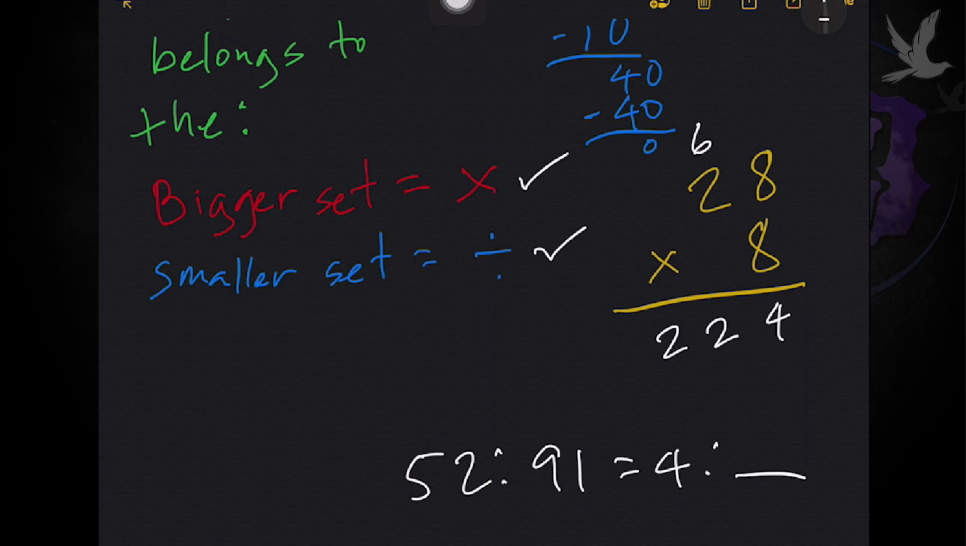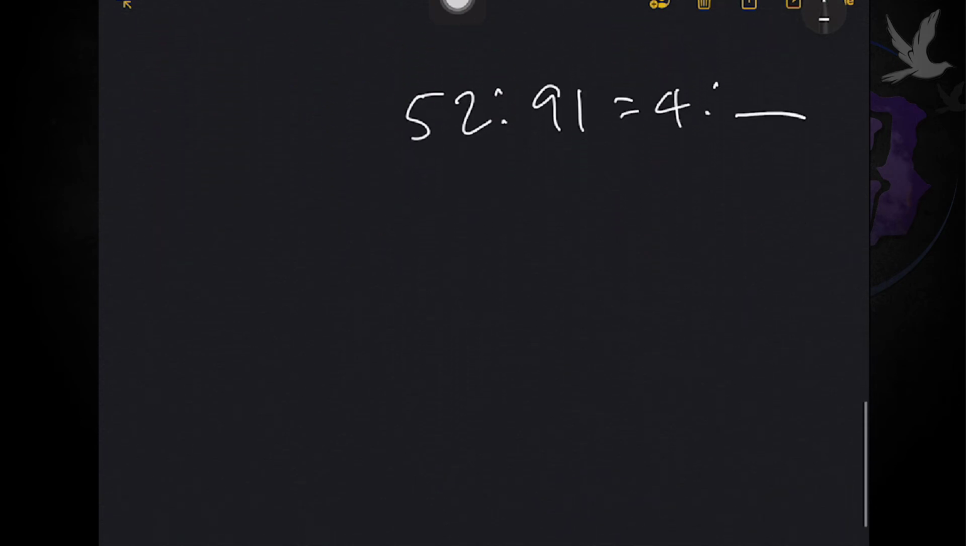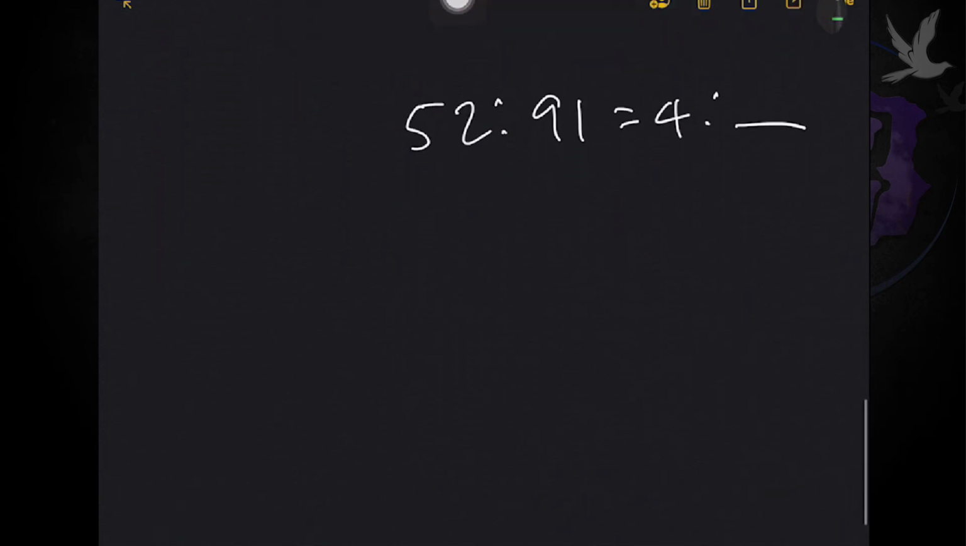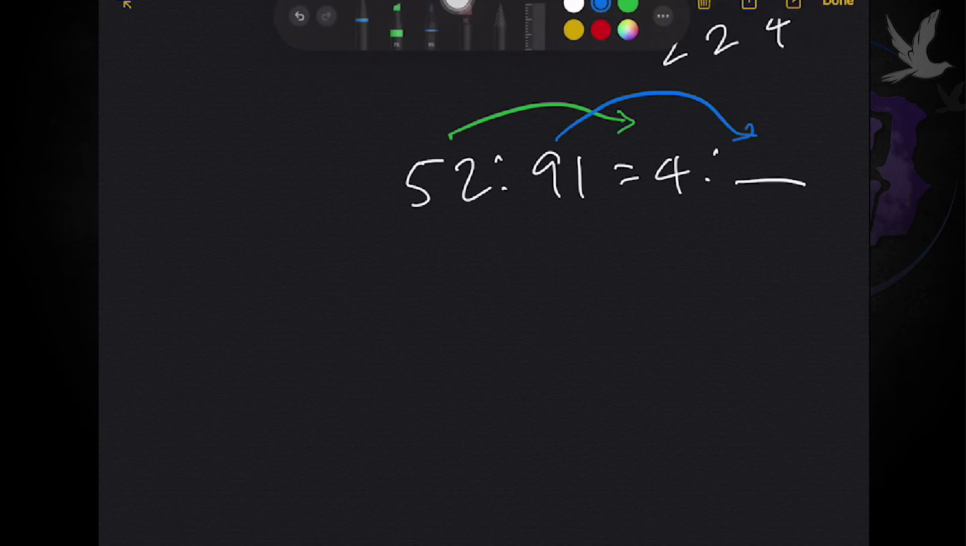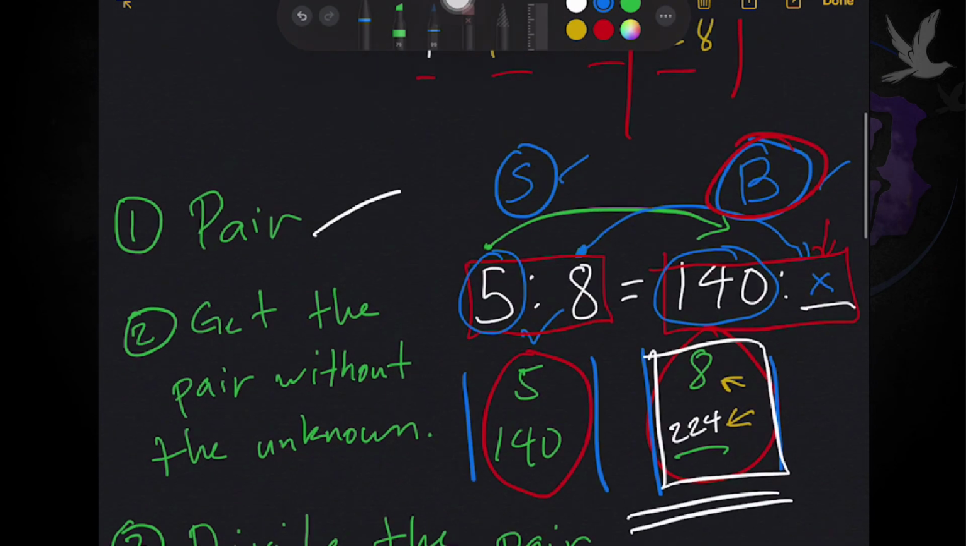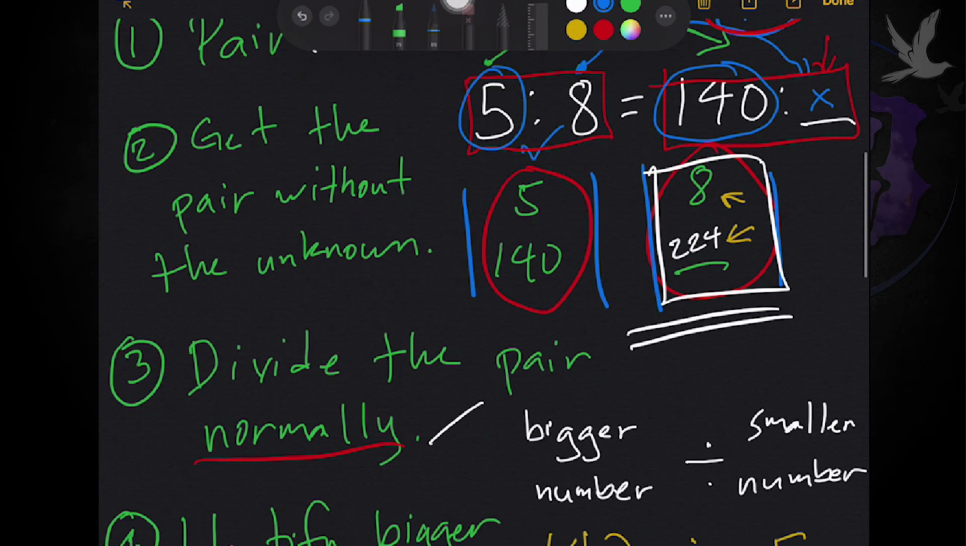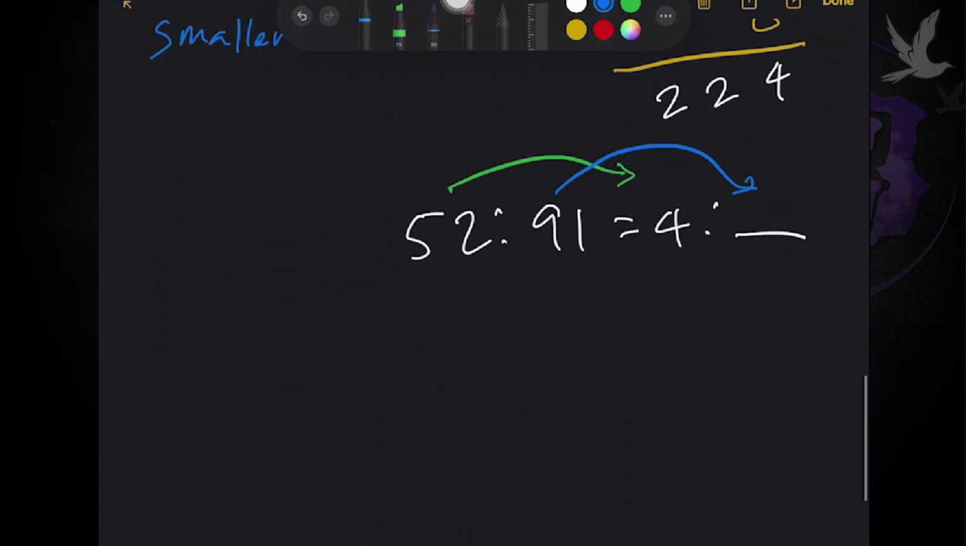Okay? For example, ito na nga. So first things first, ang sabi doon is pair. So pair nyo lang. First is to first, second is to second. Changing color para hindi ma-confuse. We'll follow the instructions one by one. Pair, we're done. Second, get the pair without the unknown. So that is 52 and 4. Okay, kasi ang 91, unknown man to. This is unknown. So, hindi pwede ang 91. Okay? So, it's 52 and 4.